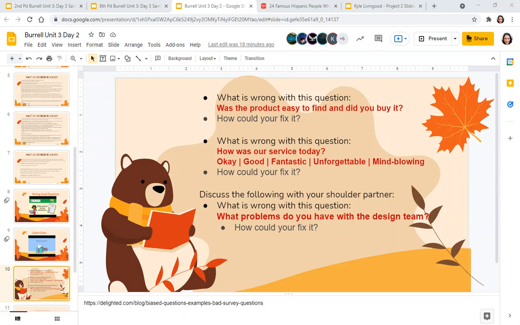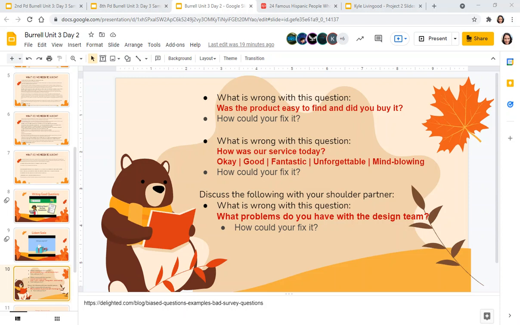What else? You can change the question and make it, how satisfied are you with it? Oh, I like that. So MJ says do a Likert scale for how satisfied are you with the design team. I like it. All right, those are all excellent ideas. Thank you for sharing those.